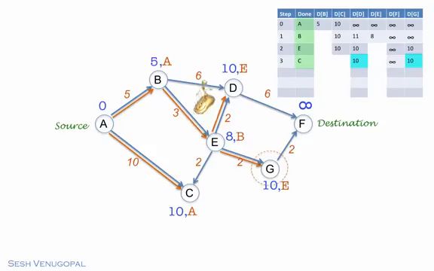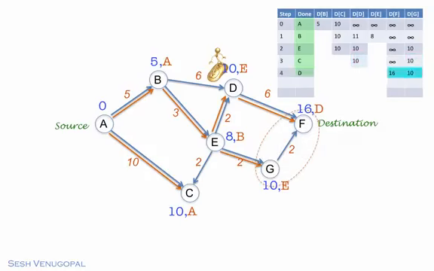Going to D, we find a lone neighbor F. The distance of F can be reduced from infinity to 10 plus 6, which is 16. So we update its distance, set its previous vertex to D, and add it to the fringe. And here are the updates to the table.